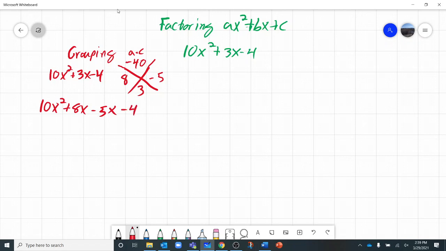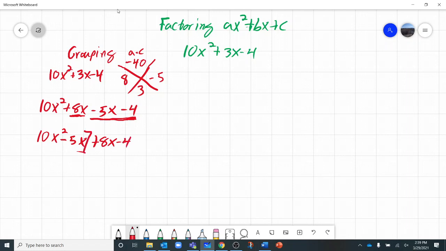And for this one, for this -5x minus 4, I don't have a common factor there besides 1. I do for the 10x squared plus 8x, but I notice also that the 8x would have a common factor with the -4. And because it doesn't really matter what order I write this in, I'm going to rewrite this as 10x squared minus 5x plus 8x minus 4.